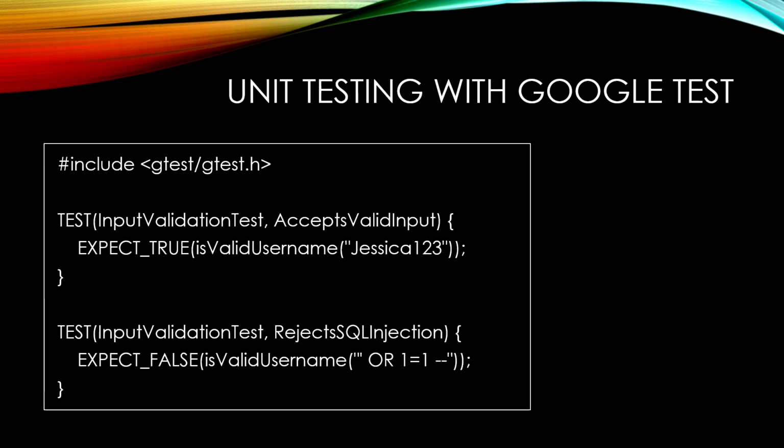I'm also using Google Test because secure coding isn't just about writing defensive code. It's about verifying that those controls actually do work. A testing framework allows us to consistently validate expected behavior and catch vulnerabilities early in development. Google Test lets us define structured test cases and automatically compare the function's output to what we expect. In this example, one test checks that valid input returns true, and another confirms that a SQL injection attempt returns false.